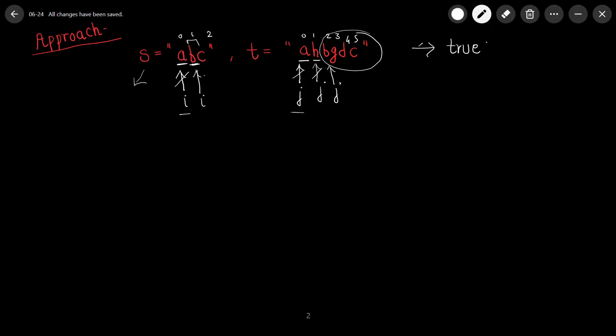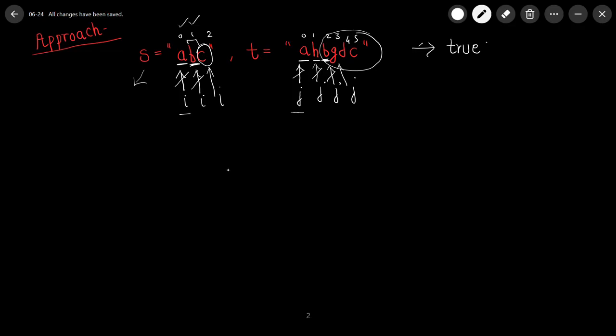Now I pointer points to B and J pointer points to B. Now both are equal. That means we successfully found B as well. So we move the I pointer now. That means now we would search for C in the string T, and J is also moved further.